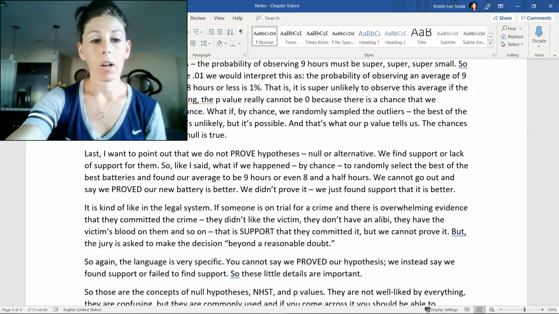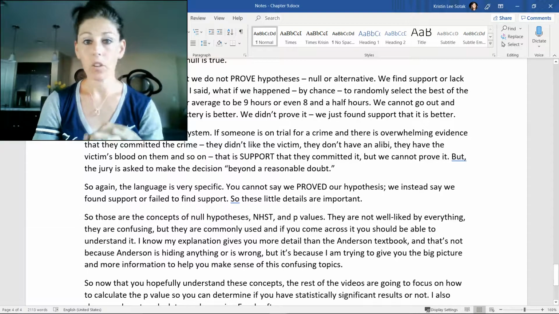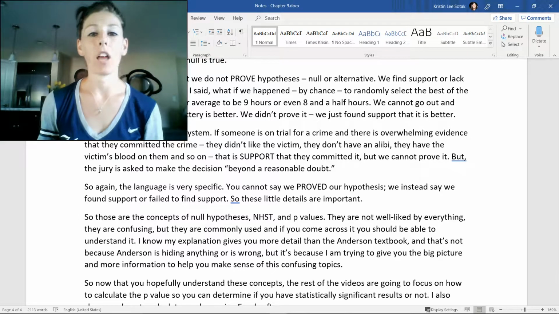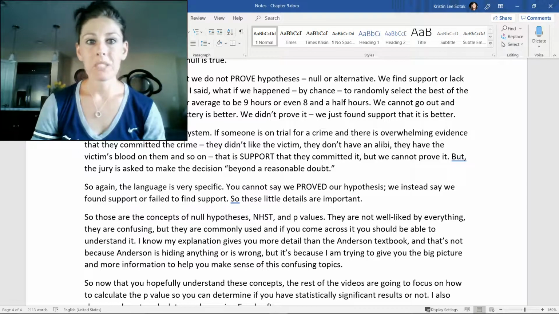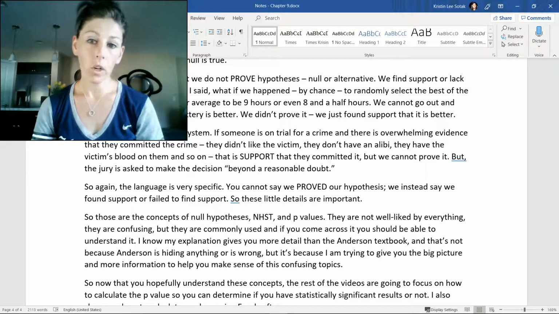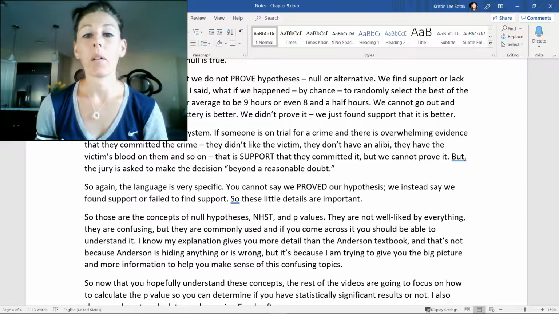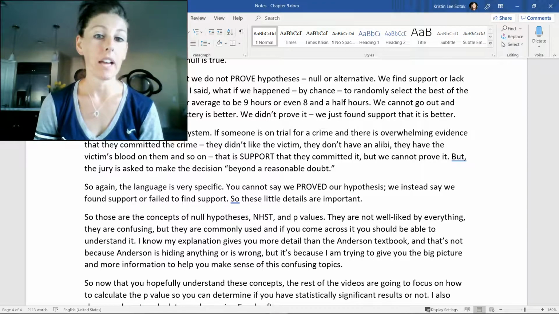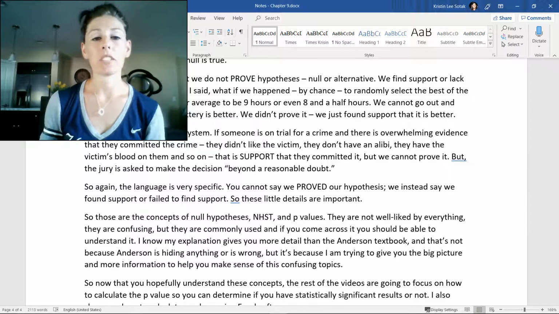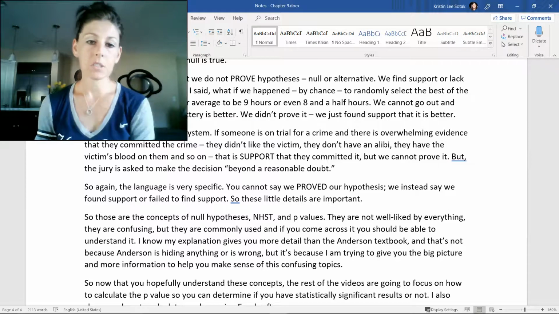So a couple last things I want to point out. We do not prove hypotheses, null or alternative. We don't go out and say, hey, we just proved something, because there's all this chance, random sampling, involved. We cannot say we prove something. We find support or lack of support for our hypotheses. So like I said before, what if by chance we randomly selected the best of the best batteries and found the average to be 9 hours or even 8.5 hours? We can't say we proved that our new battery is better. We just found support that it seems to last longer.